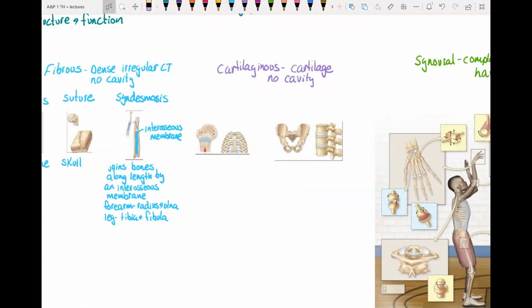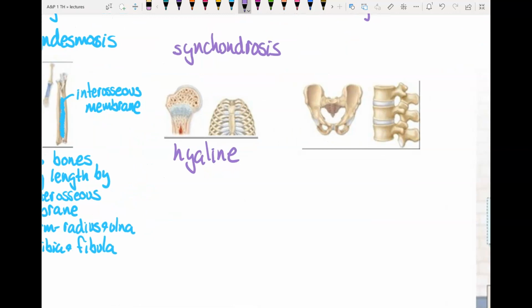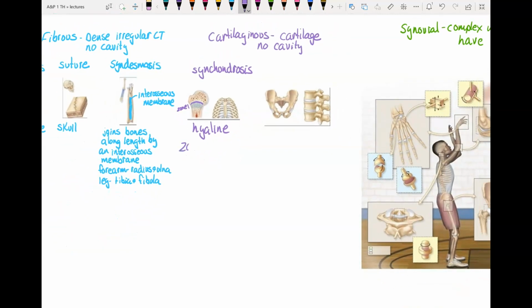Then we can go back to cartilaginous. They are split into two types based on which type of cartilage. So we have synchondrosis. These are made of hyaline cartilage. A couple of examples would be the epiphyseal plate. Remember, we just learned about the epiphyseal plate, and remember zone 1 is that zone of resting cartilage where it holds the epiphysis to the rest of the bone. So zone 1 of the epiphyseal plate is an example of this.